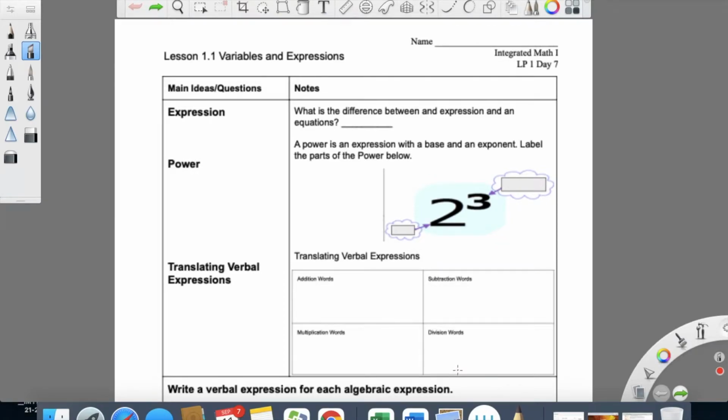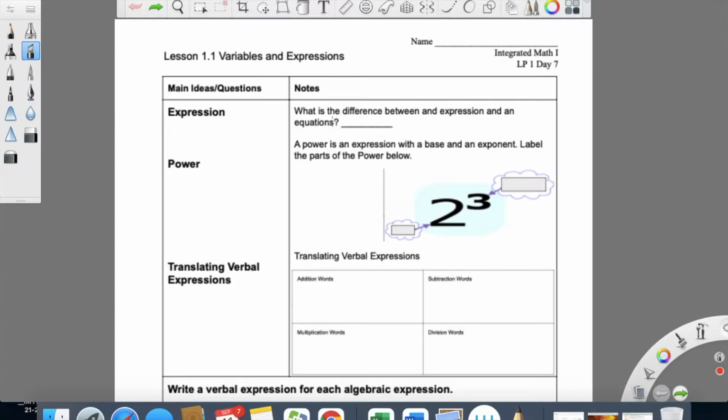All right, so this is the very first lesson in IM1, lesson 1.1, variables and expressions. So this should be a little bit more review for us. We're just going over some of the basics of some of the pieces for expressions and equations and combining like terms or translating a written sentence into an algebraic expression or vice versa. So let's go ahead and go over some of the basics here.